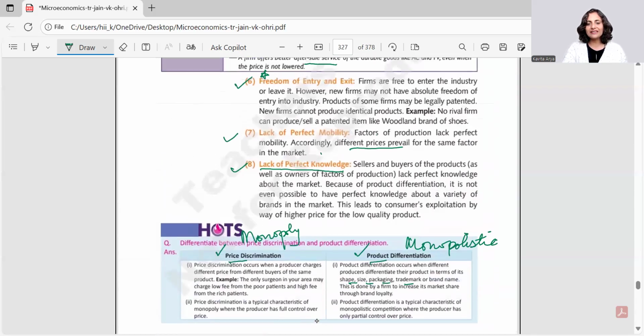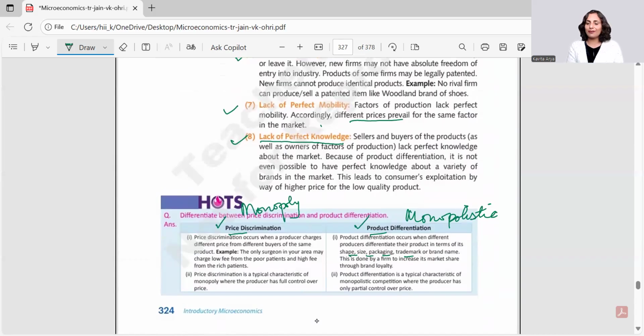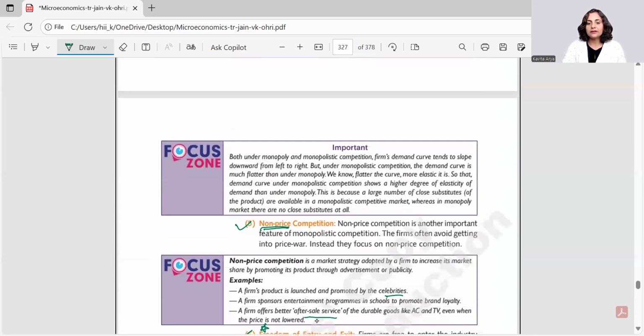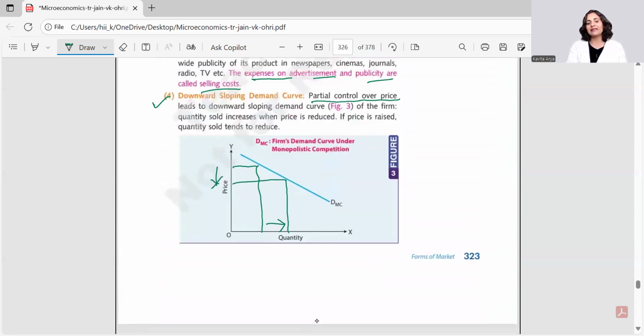So with this, we are done with this monopolistic form of market. Now, the last question: how does the monopolistic market have common features of perfect competition? Like perfect competition, it has many buyers and sellers and it has free entry and exit. And what are the common features of the monopoly market? It has a downward sloping demand curve and a partial price control. So this makes it somewhat a hybrid form of market.